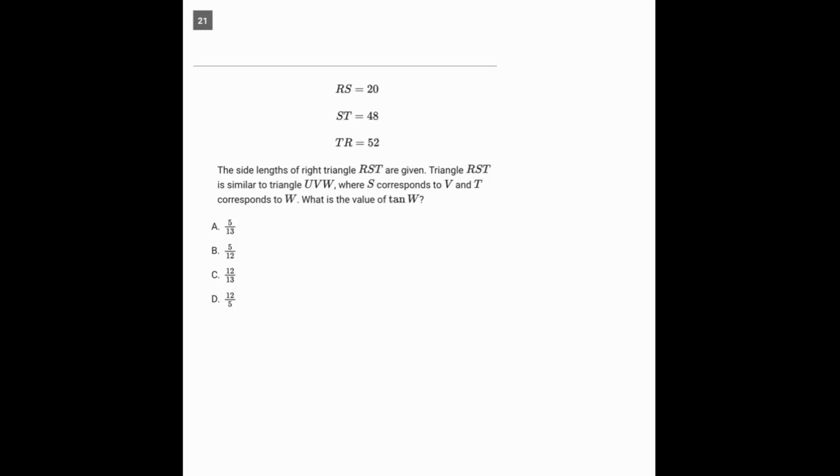Going over to question 21, here we're hearing about two triangles, RST and UVW. And an important detail is that they're right triangles. So let's draw one right triangle and let's label the side lengths. TR is 52. That's the longest one. And in a right triangle, the hypotenuse is always the longest side.